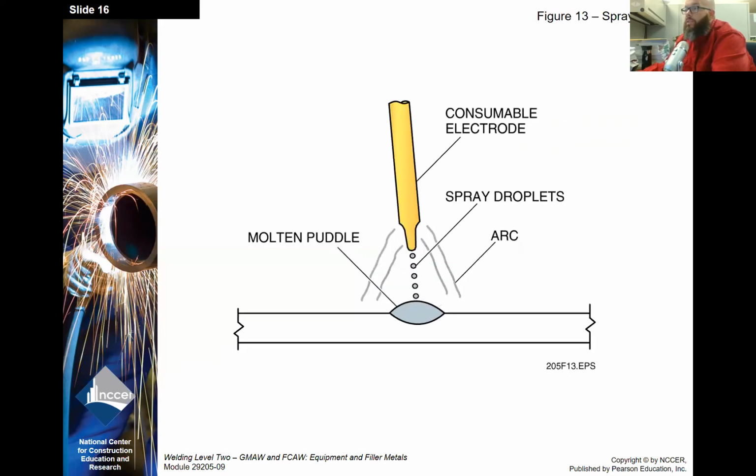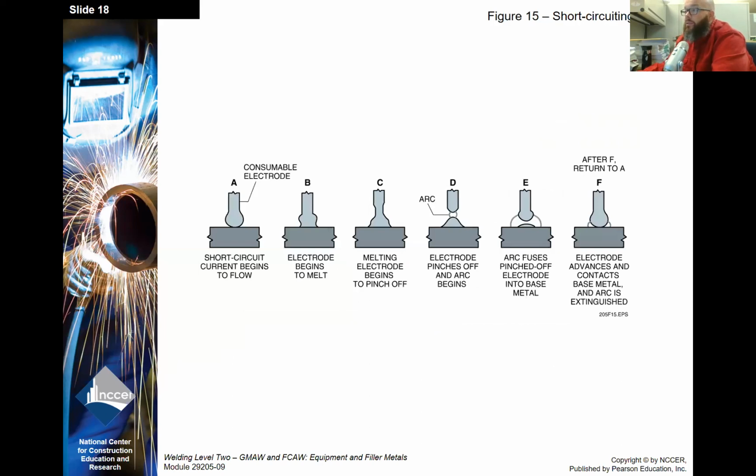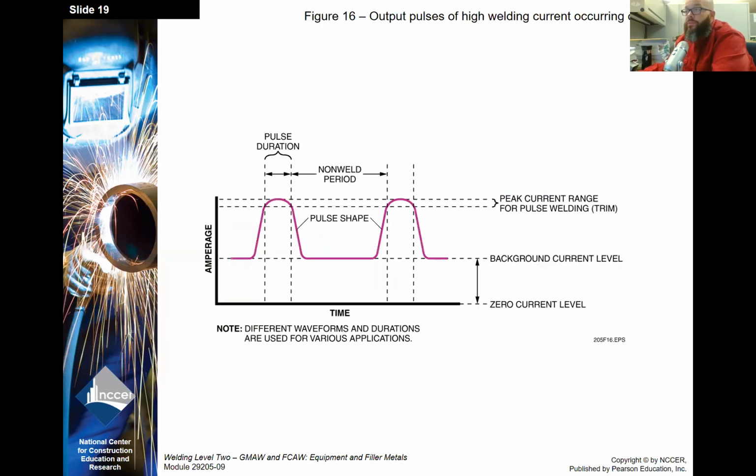Okay, the transfer methods here. Spray transfer. Spray transfer creates a lot more heat when welding and is suitable for thicker materials. Globular. You can see the difference in the transfer methods there. Short-circuiting transfer. Short-circuiting transfer is probably one of the most common transfer methods used in MIG welding. It does good on materials up to 10 gauge or even 3/16, but most of the heat is created within the electrode, so it has limited penetration and should have limited use in thicker sections.